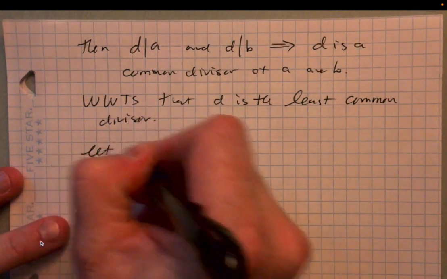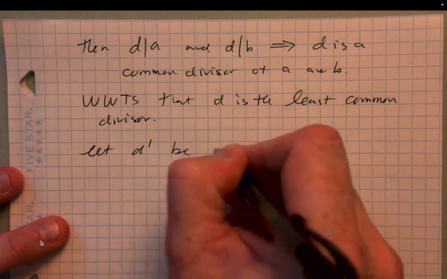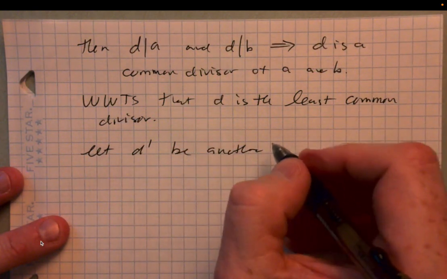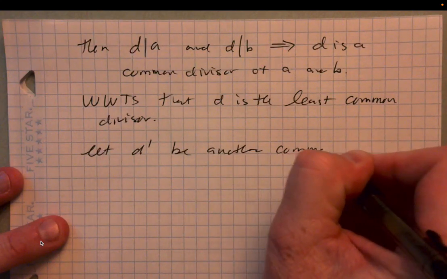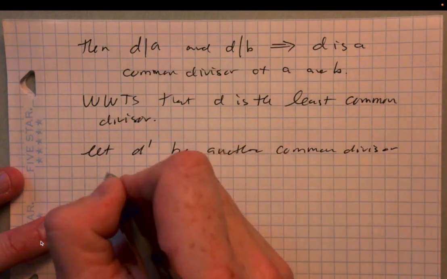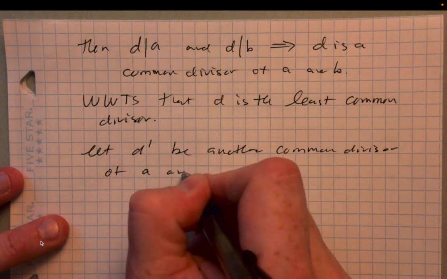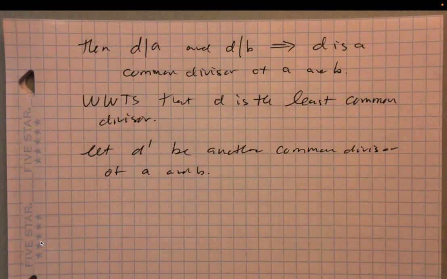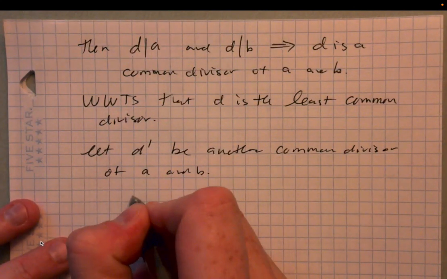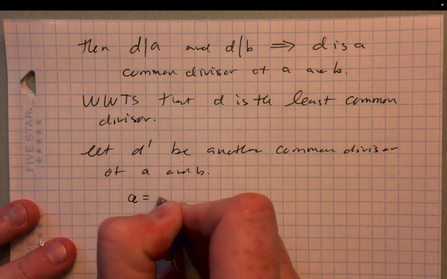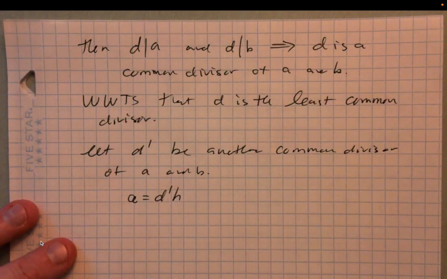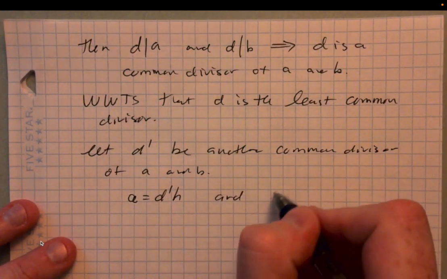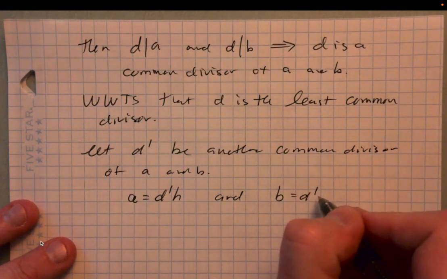So let's let D prime be another common divisor of A and B. Okay, so we've got this new number, D prime, which presumably is not the same as D, and it's a common divisor of A and B. So what do we know then? Well, if it's a common divisor of A, we know that A is equal to D prime times some integer h, and if it's a common divisor of B, we know that B is equal to D prime times some integer k.